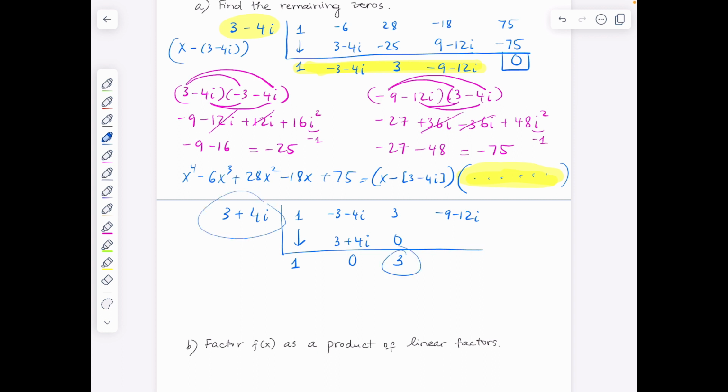And then times these two, just distribute. So 3 times 3 is 9. 3 times 4i is plus 12i. Add these two, you get 0. Oh, finally, we get a quotient that involves real numbers.